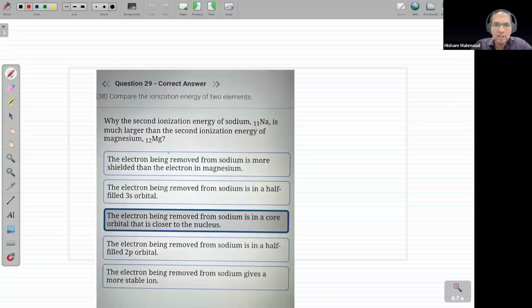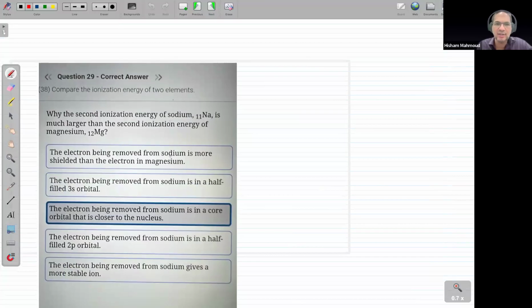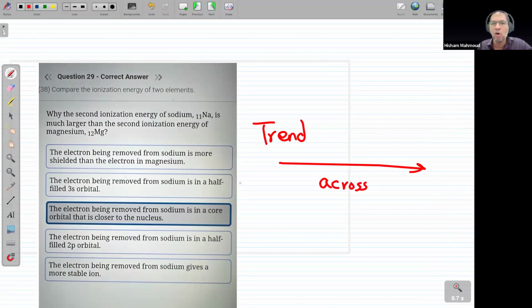Why is the second ionization energy of sodium much larger than the second ionization energy of magnesium? This is the trend. You cannot go against the trend. You can in 2 exceptions, but the normal trend tells you that across the period, you have more protons. But Mr., is this an exception? No, it's not an exception. The second ionization energy is not talking only about the trend, but about when you try to remove an electron from Na+ into Na2+, what happens?